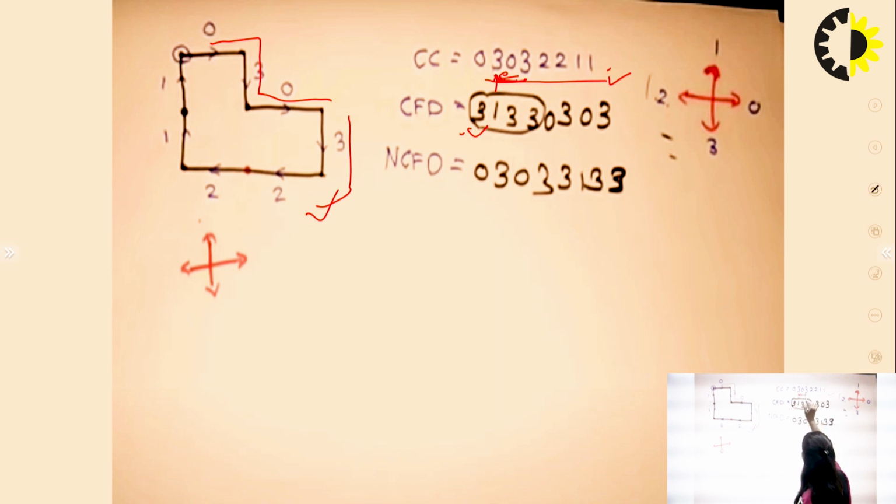Then difference is 3 minus 0, 3 minus 0 is 3, then 0 minus 3 is 3, then 3 minus 2 is 1, 2 minus 2 is 0, just wait. So 0 minus 3 is 3, and next 3 is here. So 3 minus 3 will be 0 and 3 minus 2 will be 1. Just wait. Normalized chain code.